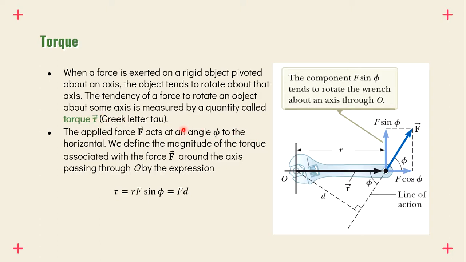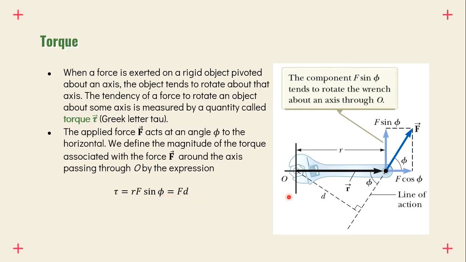so that means that the quantity torque is a vector. The applied force F acts at an angle phi to the horizontal as shown in this figure. We define the magnitude of the torque associated with the force F around the axis passing through O by the expression tau is equal to R F sine phi, or F t.